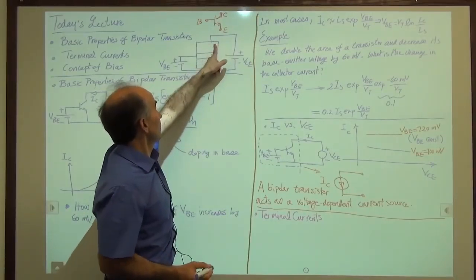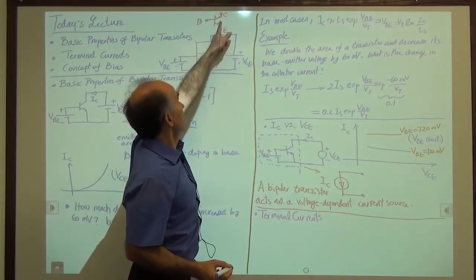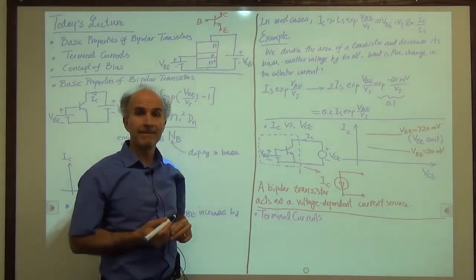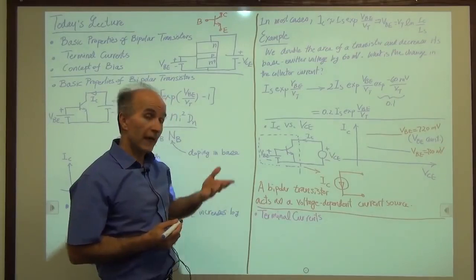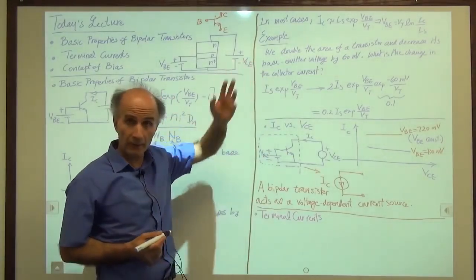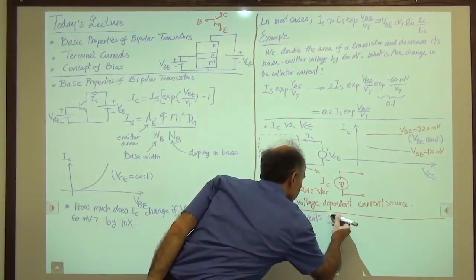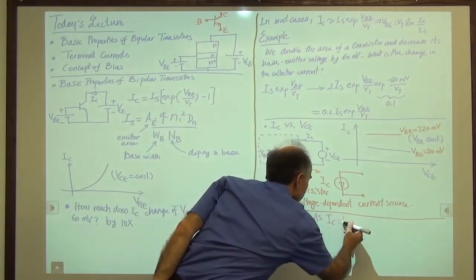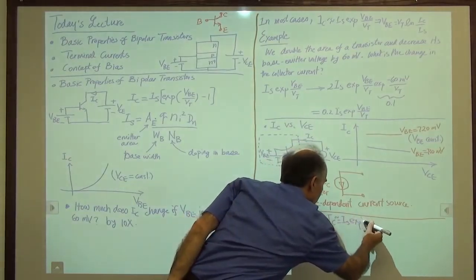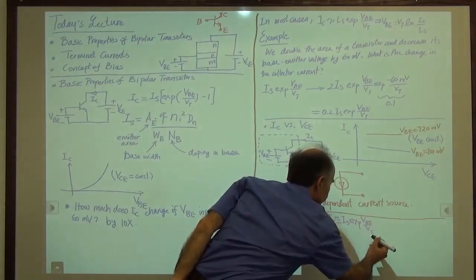Collector current flows through the collector here, base current flows through the base, and emitter current flows through the emitter. Now, we already have the collector current. That's the equation that we had for the collector current, so we wrote it a number of times. So that's easy. So we write IC equals IS approximately exp of VBE over VT.